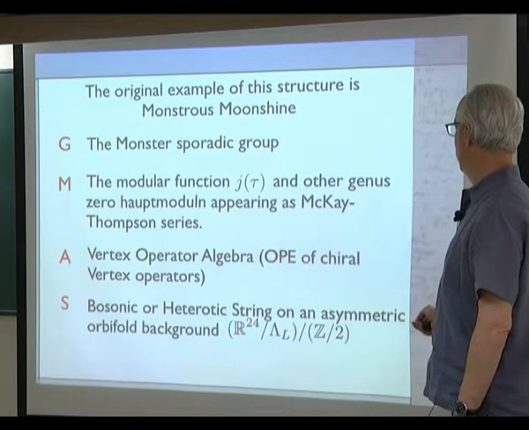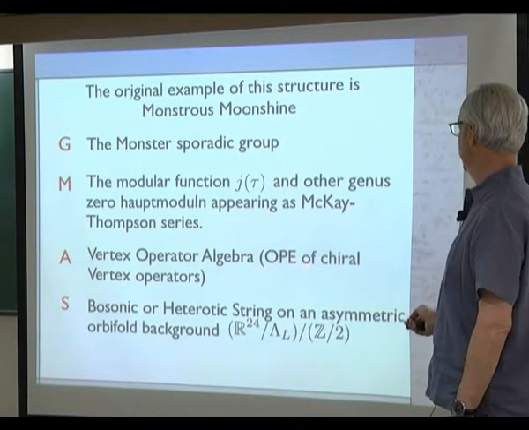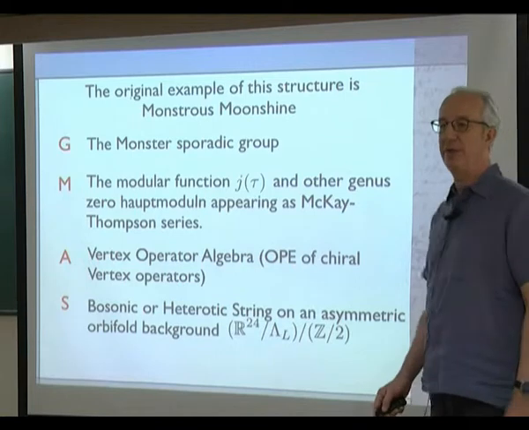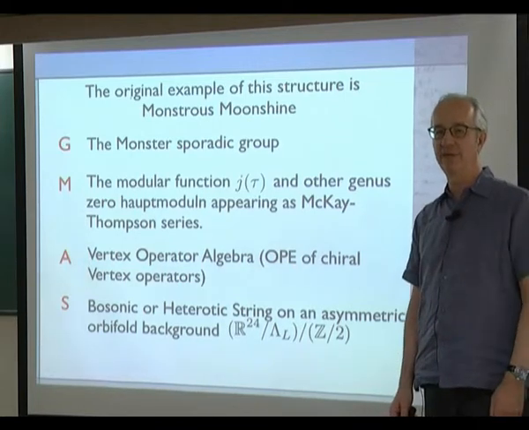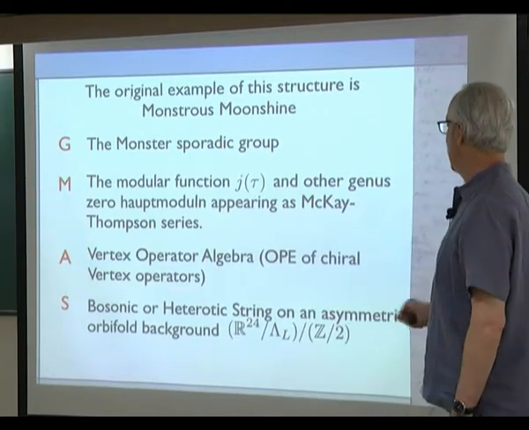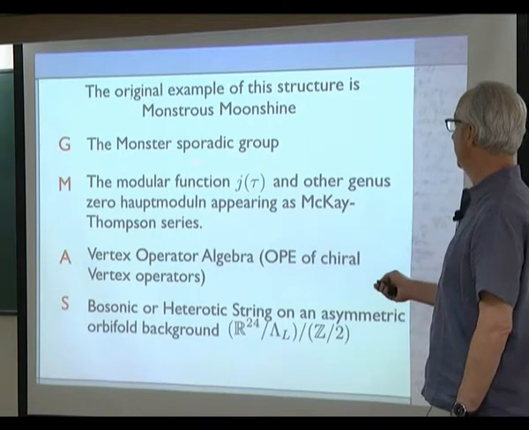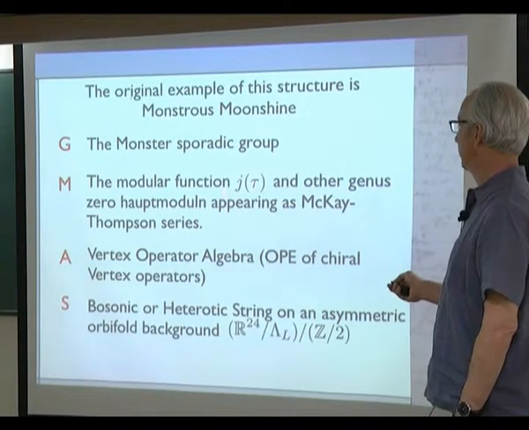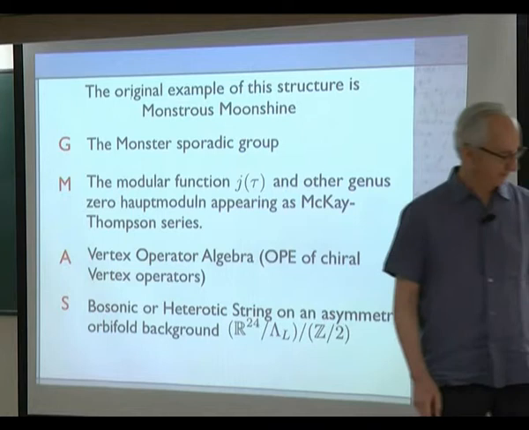So that asymmetric orbifold defines a conformal field theory. And in that conformal field theory, there's an algebraic structure given by taking the operator product expansion of the vertex operators of that theory. So this algebraic structure has the monster as its symmetry group and the modular function j of tau as its partition function.